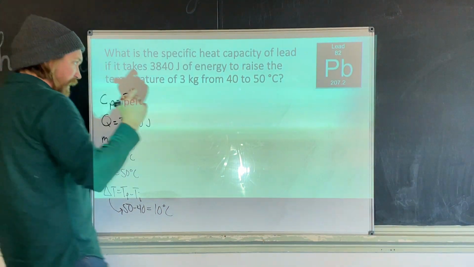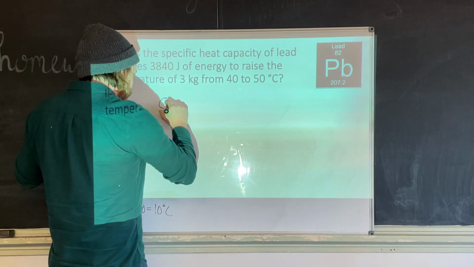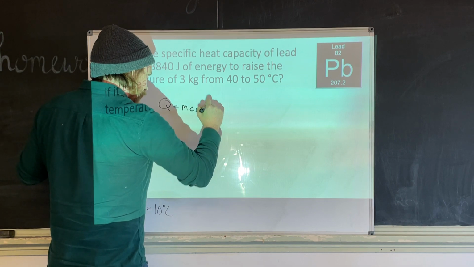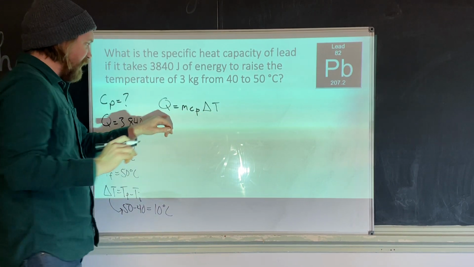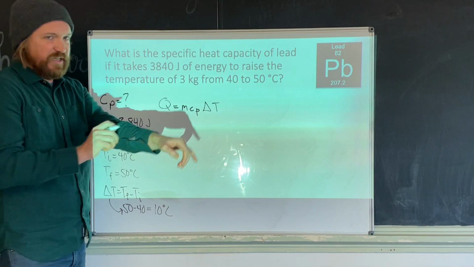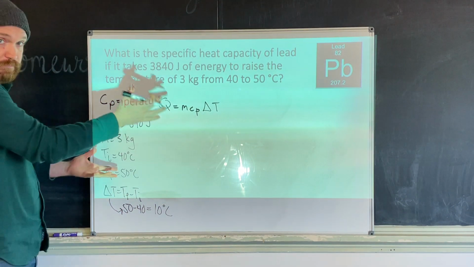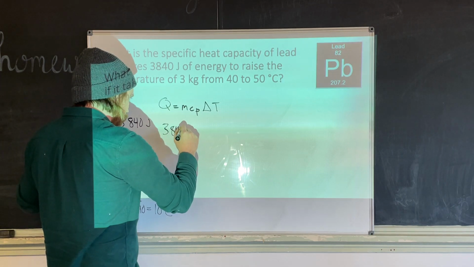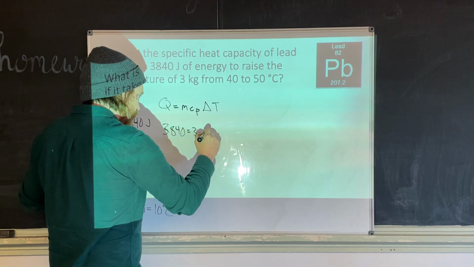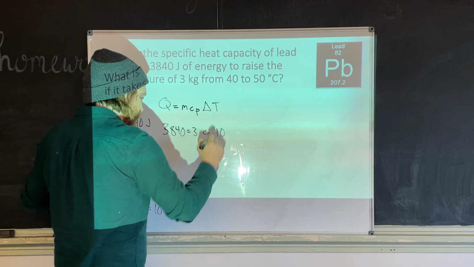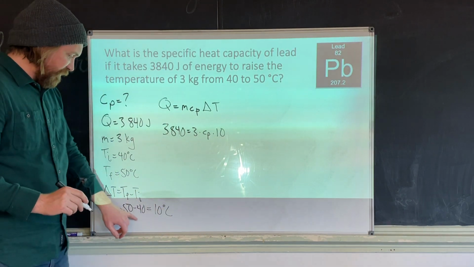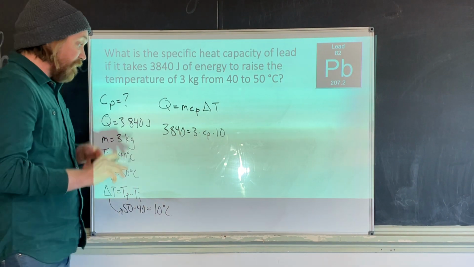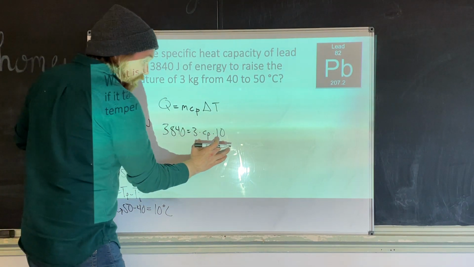Back to the problem. All right, here's our equation. Q equals M Cp delta T. Okay, the heat energy equals the mass times the specific heat times the change in temperature. Plug our numbers in. Q is 3,840. That equals 3 times the specific heat times 10. Okay, which again was 50 minus 40. Final minus initial, always.